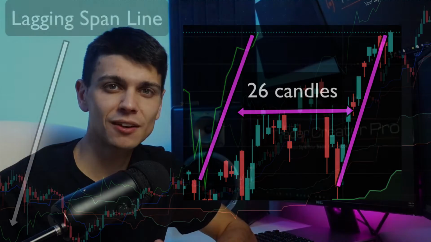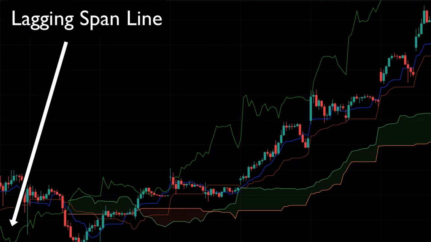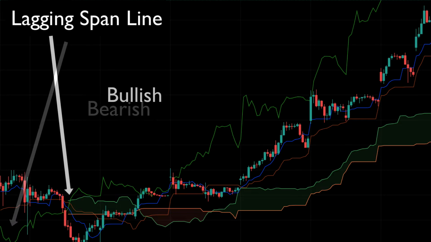In general, if the lagging line crosses under the conversion or baseline, it is a bearish signal. And if it crosses above, then it is a bullish signal. Just like using a third moving average.